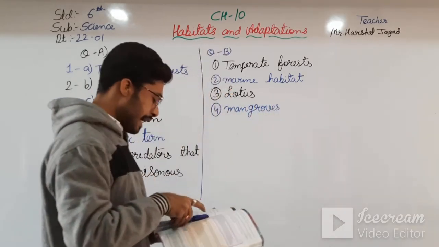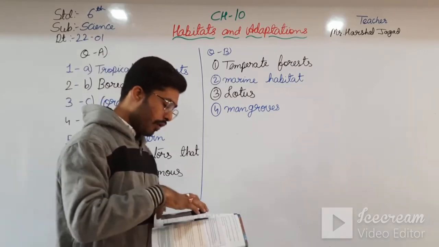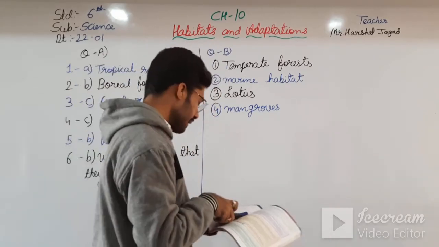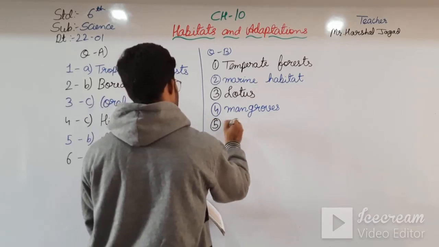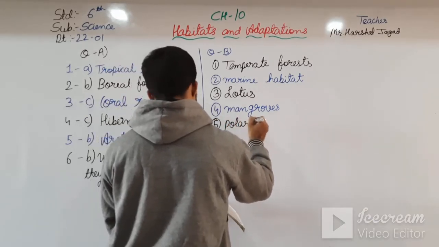Fifth one, a dash has padded feet to move on snow easily, that is polar bears.